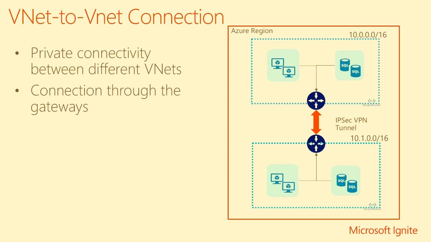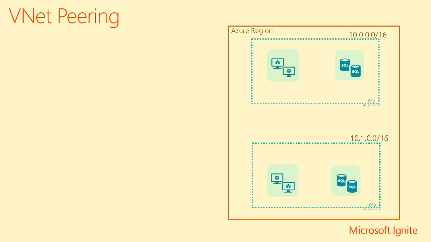Now, one of the challenges with this method is the somewhat limiting throughput issue we have with the gateway. The gateways aren't going to scale much. The maximum we can get out of these gateways in terms of throughput is about 200 Mbps at the moment. Right? So that's where we introduce VNet peering.